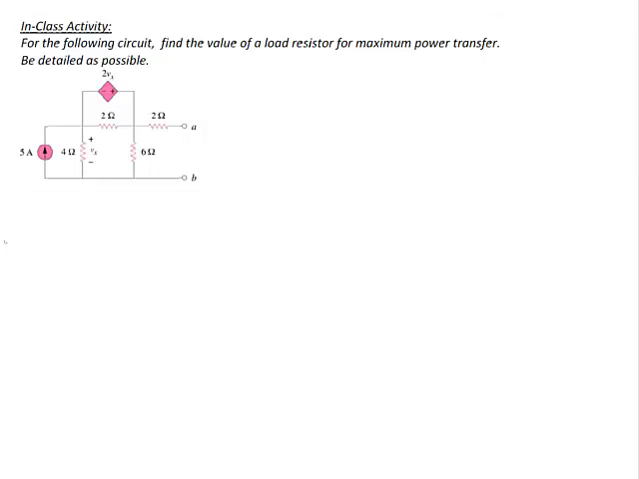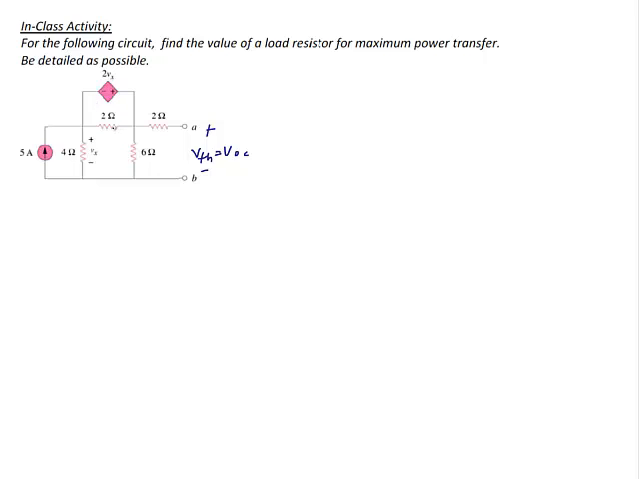Okay, now let's try an example that has a combination of independent and dependent sources. For the following circuit, find the value of a load resistor for maximum power transferred. Now recall, you're going to have to find the Thevenin equivalent circuit in order to do this problem. So let's find the open circuit voltage between terminals A and B first, and that'll give us V Thevenin.